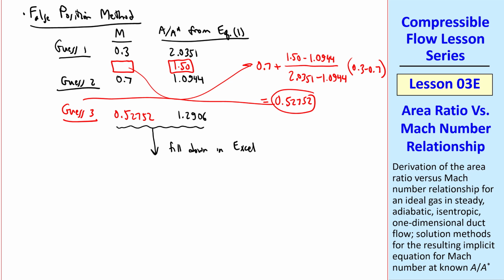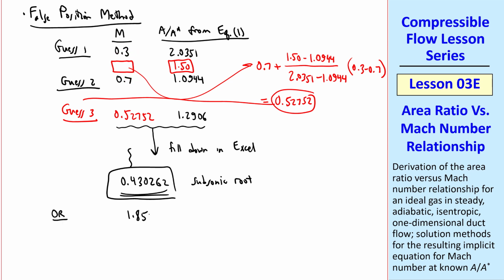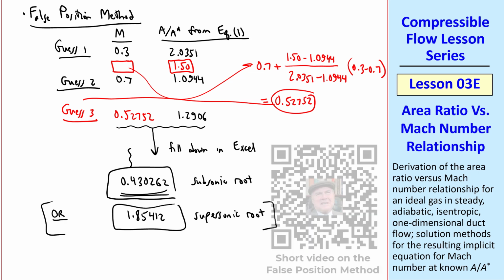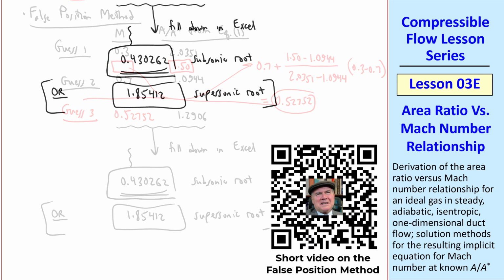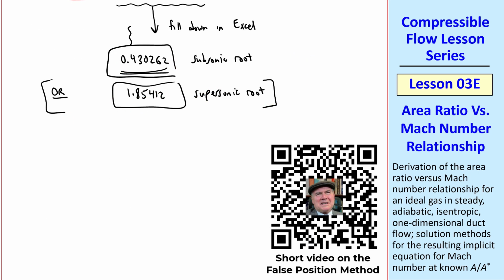Then you just fill down these two cells. In Excel, I converged everything to about 6 digits in 7 or 8 iterations. This is the subsonic root. If I make supersonic guesses like 1 and 2, I get 1.85412, which is the supersonic root. I also have a short video on the false position method, and I show a QR code here for that.